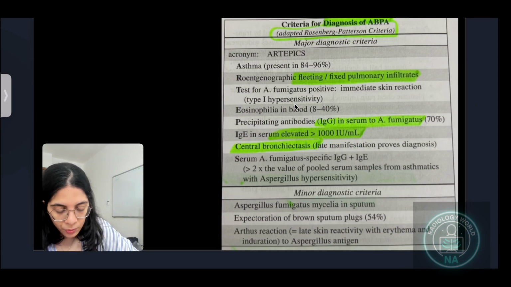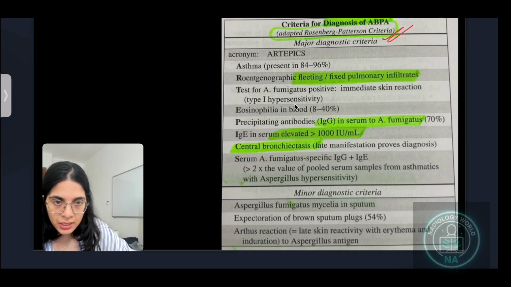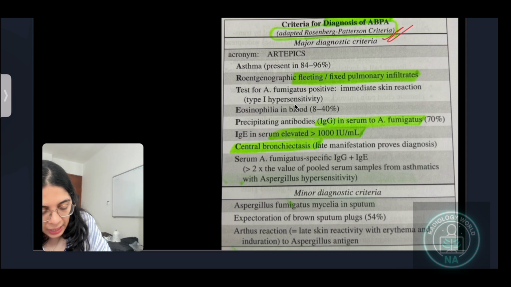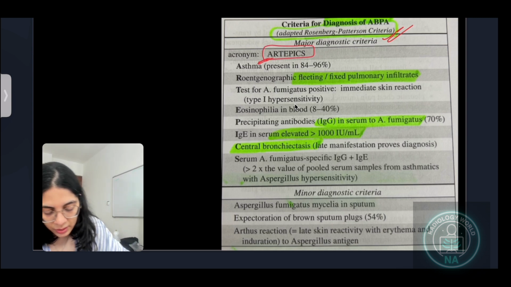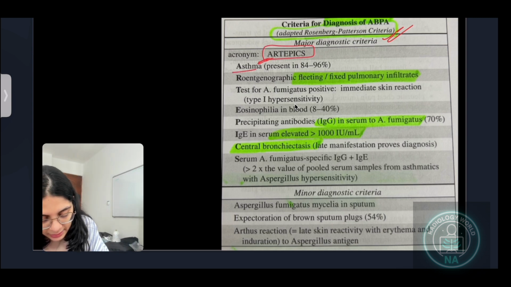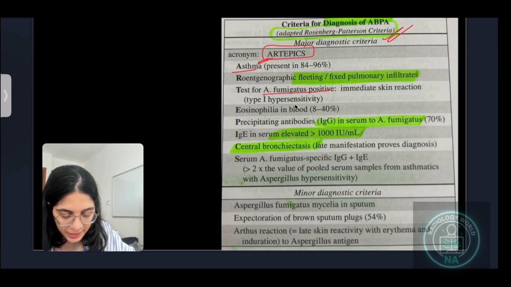Okay, so this is an important criteria for the diagnosis of ABPA. This is adapted by Rosenberg-Patterson criteria. Okay, so this is tested especially in your NEET PG and FRCR two-way type of examinations. You need to know the acronym: ARTEPICS. Okay, so A stands for asthma. We have already seen this. R is radiographic fleeting fixed pulmonary opacities. Okay, T is the test positive for A. fumigatus; there is an immediate skin reaction because of the type 1 hypersensitivity. E stands for eosinophilia in the blood. P is precipitating IgG antibodies in serum to A. fumigatus.